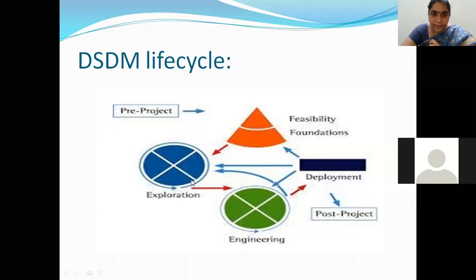Next is exploration. If you notice, this exploration has an arrow in a circle, which means it is incremental. This exploration will keep on continuing until the plan is satisfied by the client. And engineering is also an incremental thing. We keep on continuing the iterations until the plan is satisfied. And finally, the deployment. So these are the 4 phases in this DSDM life cycle.